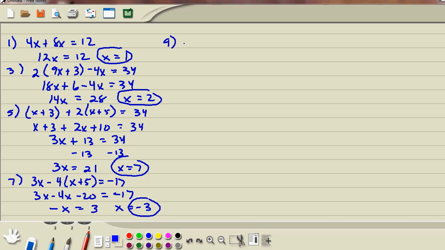Number 9, negative 8x minus 4x equals 24. Negative 8, negative 4 is a negative 12x equals 24. Divide both sides by a negative 12, and x equals a negative 2.